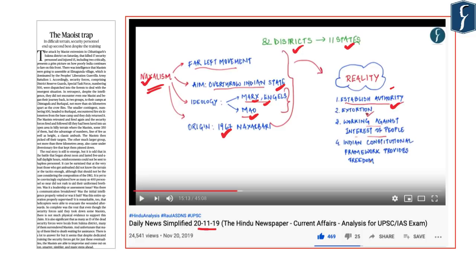There have been various instances of extortion as well as reports that they are working against the interest of the people by forcing them to align themselves with their ideology. And also, the Indian constitutional framework provides enough freedom that there is scope for almost all political ideologies, and there is no case for taking up arms against the Indian state.